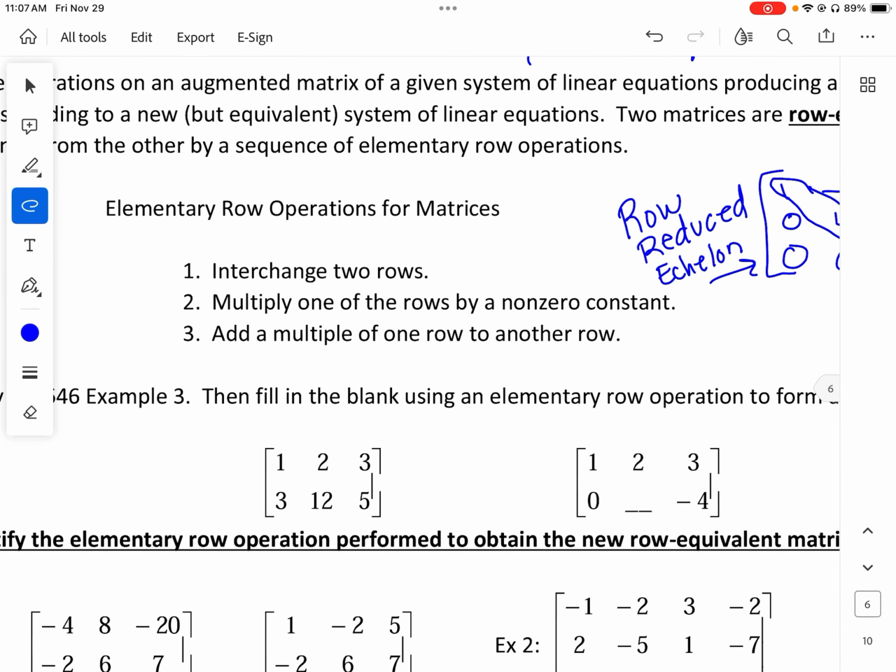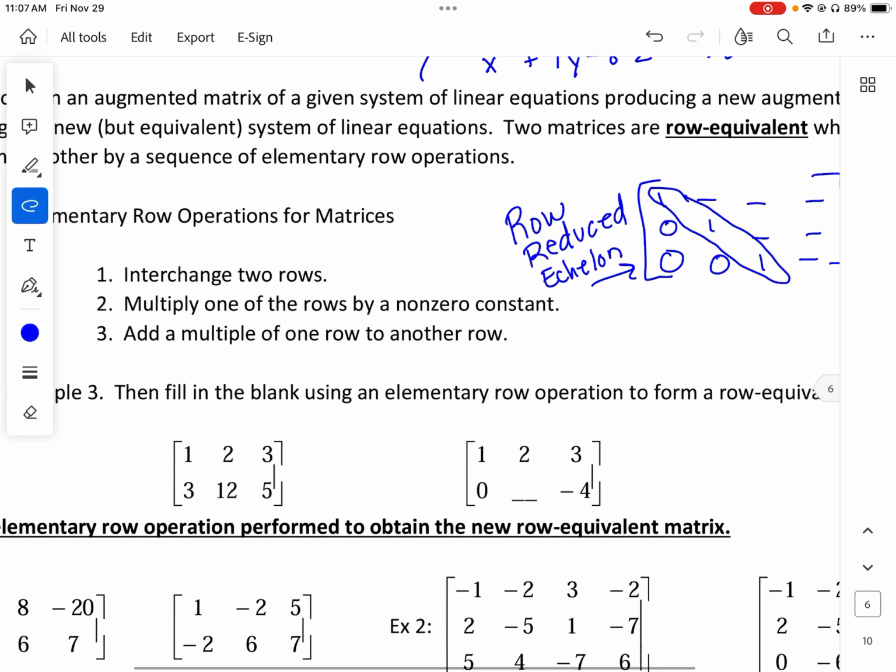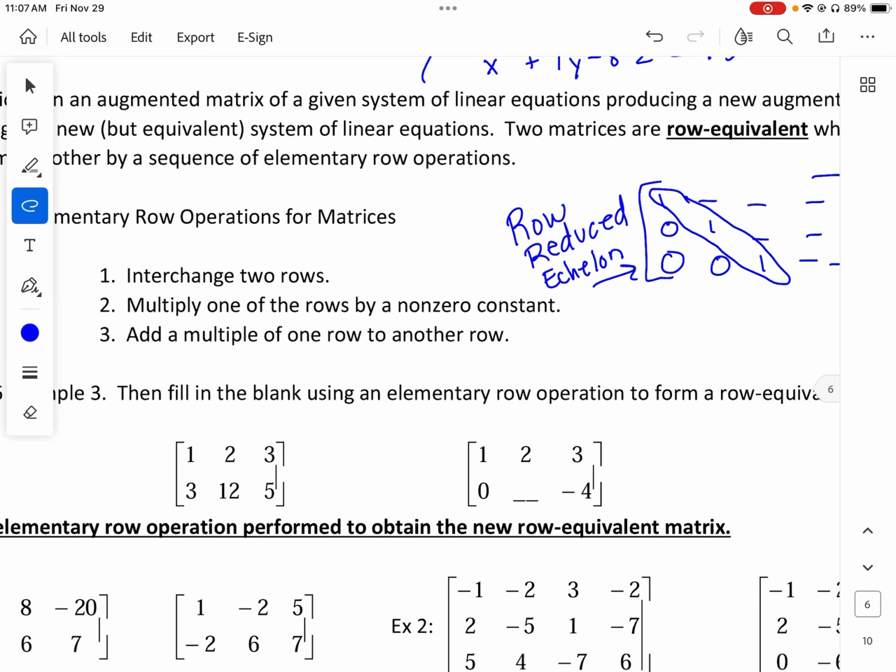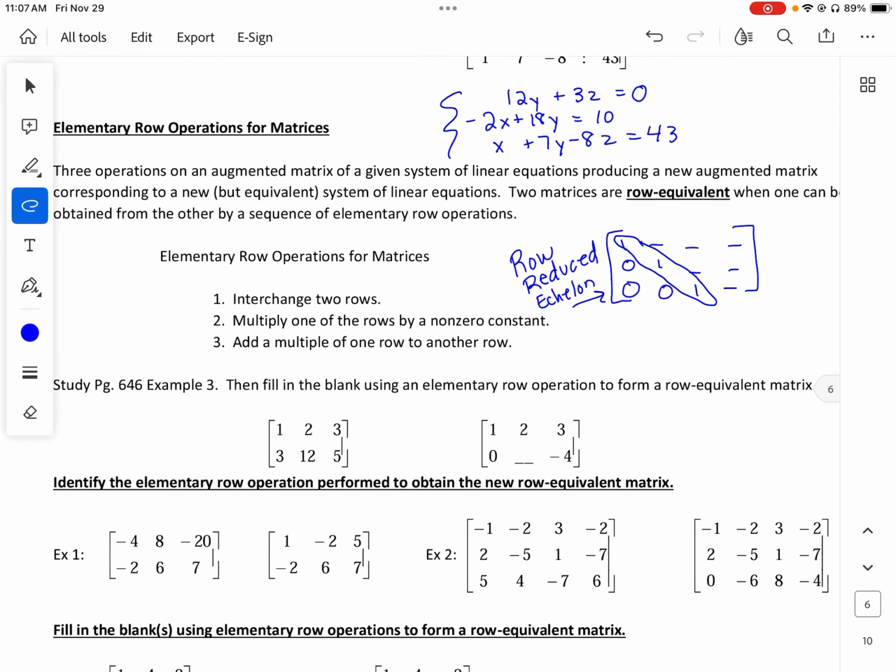Things that you can do: you can interchange rows. You could say, okay, row 1 and row 2 are going to switch. You could multiply one of the rows by a non-zero constant, so let's say you multiply it times half or times 2 in order to get 1 in the diagonals. You could add a multiple of one row to another. So you could do like negative 2 times row 1, add it to row 2 to get your new row 2. I'm going to show you what that looks like.